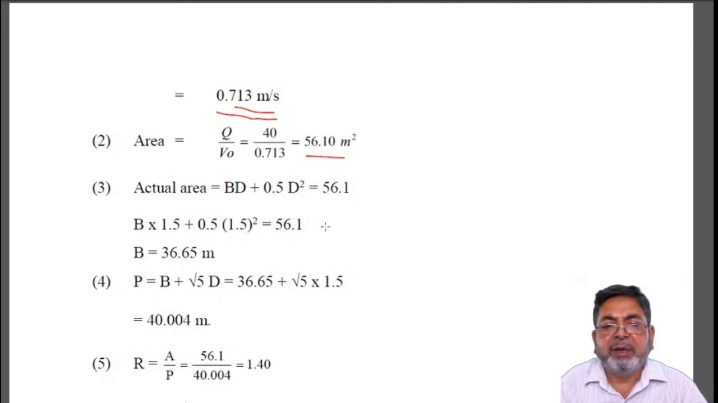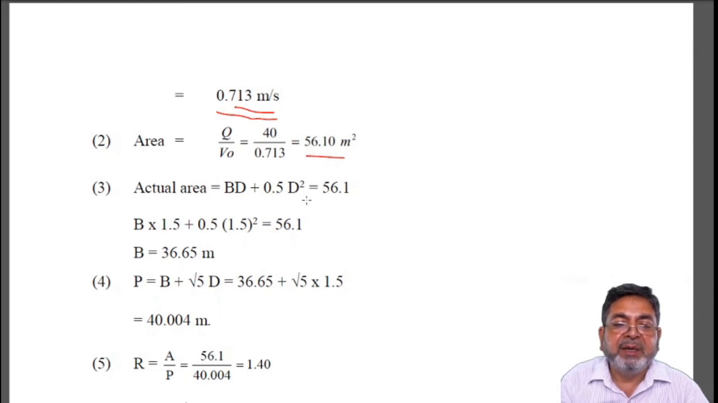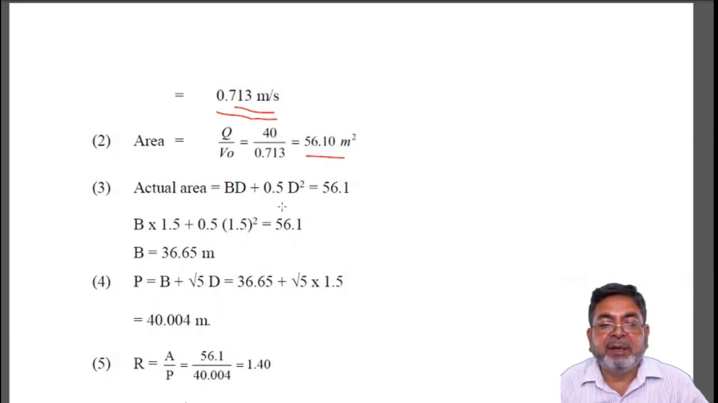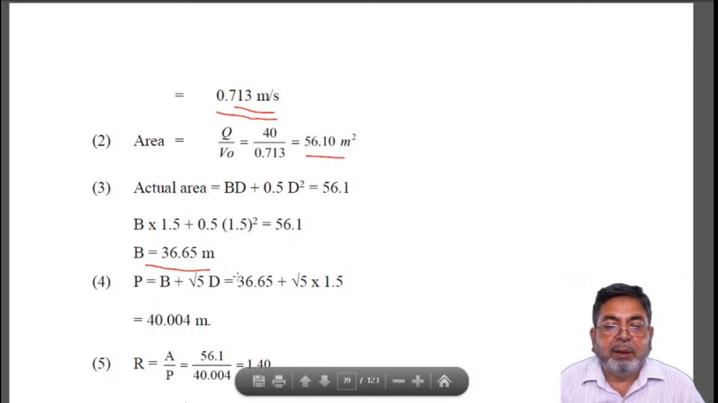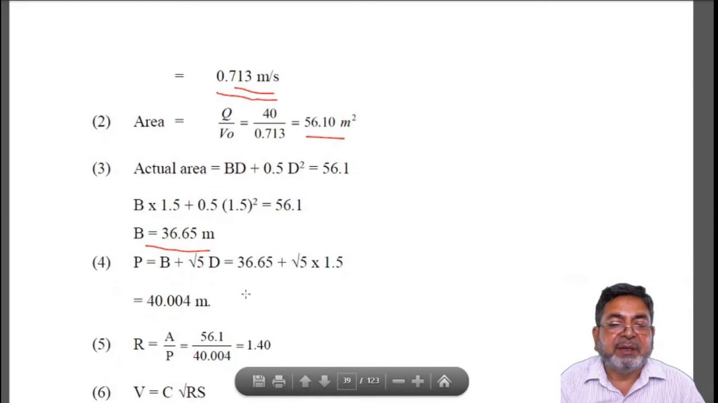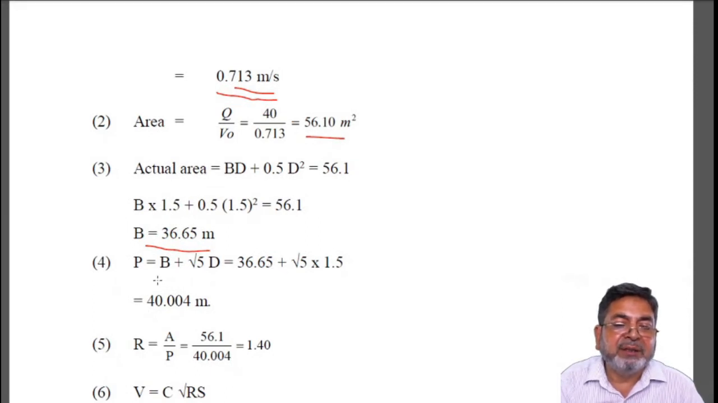Now, as I have told you earlier in the procedure, this numerical value of area will be equated to the equation of area. So here it has been equated, and the value of D, which you have earlier assumed as 1.5, will be put here to find out the value of B. Now the value of B you are getting is 36.65. Now you have to find out the wetted perimeter. The formula of wetted perimeter for a trapezoidal section is B plus 0.5 D. This, if you want, you can derive also.